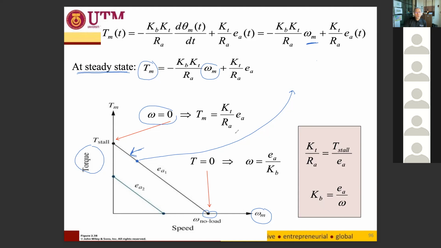Tm equal to Kt over Ra Ea. Y is equal to minus mx plus c. What is y? Y is the Tm. The y axis equals minus m. What is x? X is omega m, the speed, plus c.